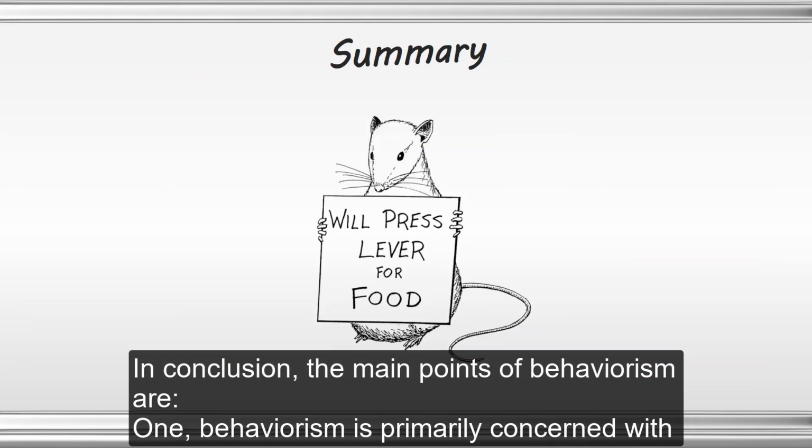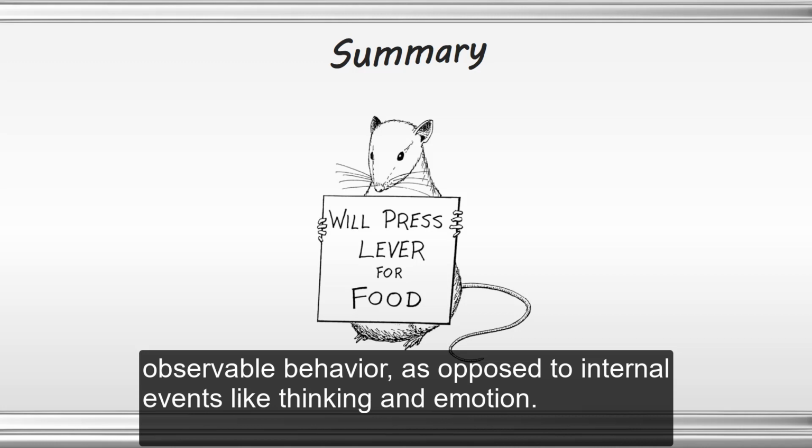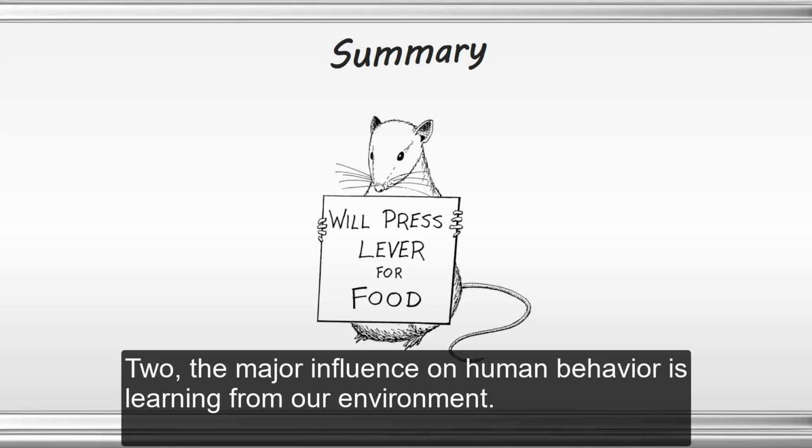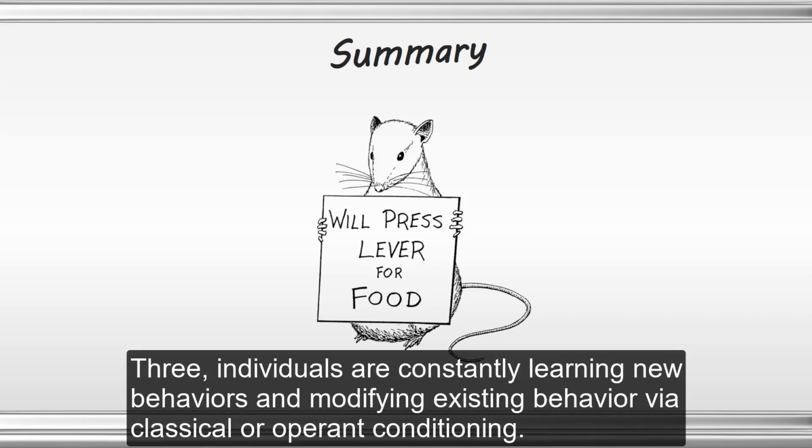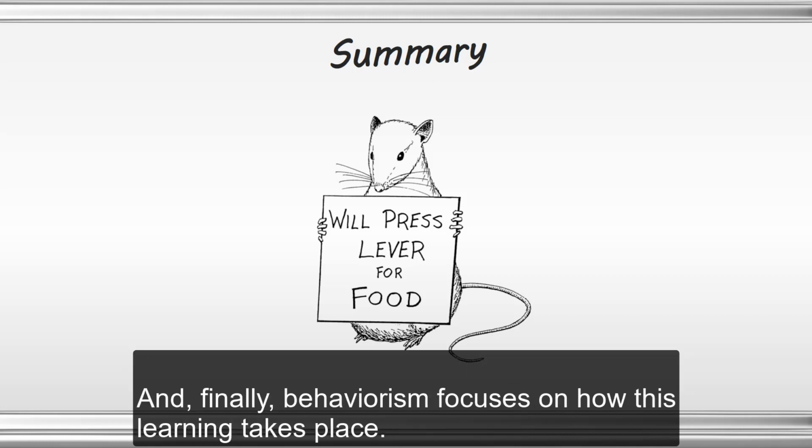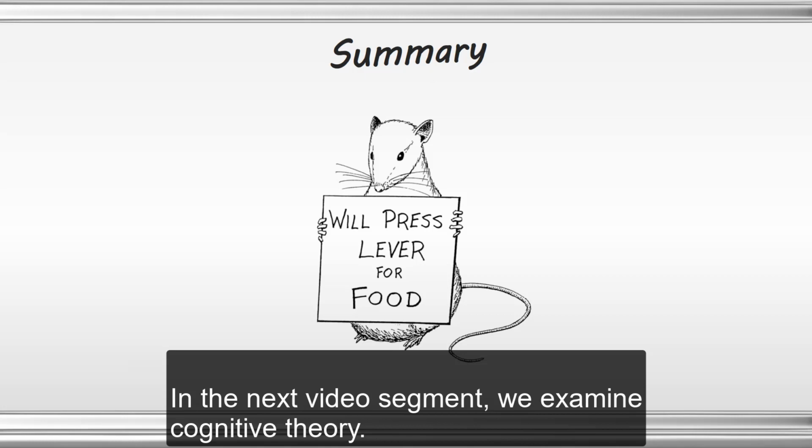In conclusion, the main points of behaviorism are: 1. Behaviorism is primarily concerned with observable behavior as opposed to internal events like thinking and emotion. 2. The major influence on human behavior is learning from our environment. 3. Individuals are constantly learning new behaviors and modifying existing behavior via classical or operant conditioning. And finally, behaviorism focuses on how this learning takes place. In the next video segment, we examine cognitive theory.